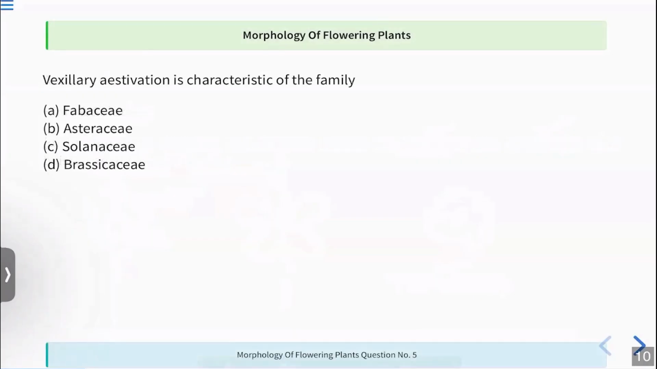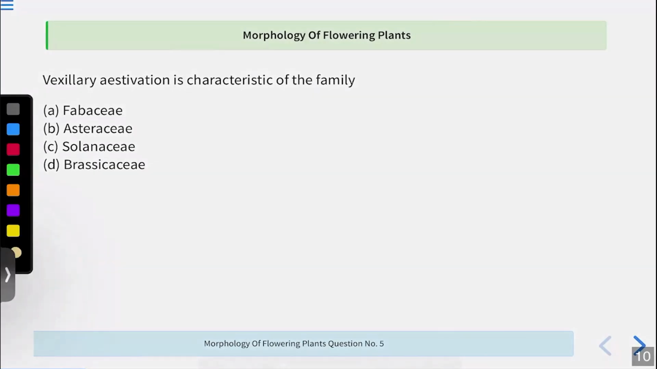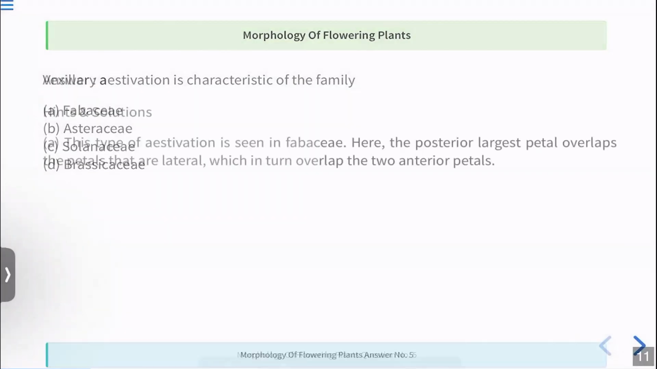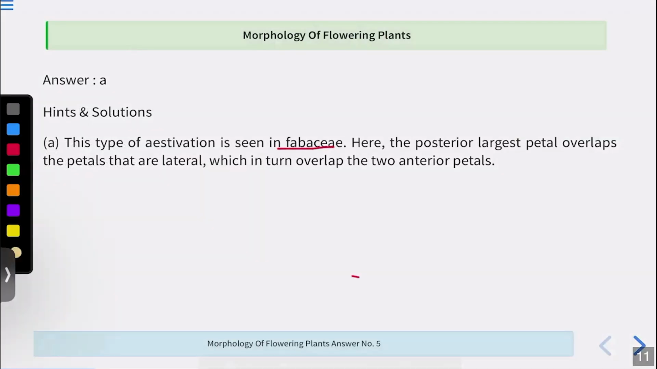Vexillary aestivation is a characteristic of the family. So if you read NCERT, you would know vexillary aestivation. It's a special aestivation, and it is a characteristic of your Fabaceae family. Okay, there is no doubt in that. Now I will try to tell you. I will try to draw how it looks.